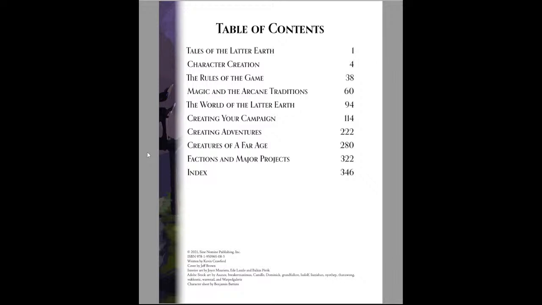So we have Magic and Arcane Traditions at page 60, which goes up to page 94 when we reach the world of the Latter Earth. So that's about 34 pages on Magic. It's interesting to note that they spend just as much page count on Magic as on character creation, but it's relatively much shorter when it comes to the rules of the game, which I'm not complaining about.